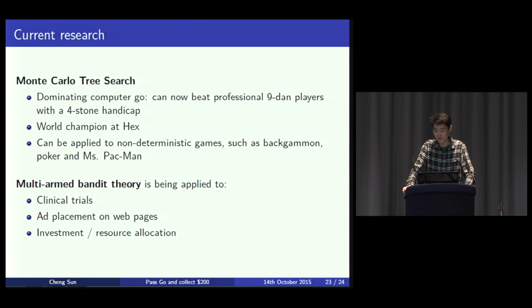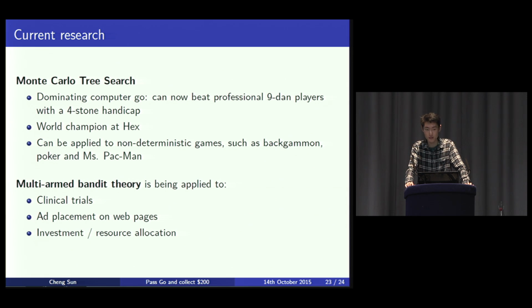We have successfully applied Monte Carlo Tree Search to Hex, which is another game where you try to join up 2 sides of a hexagon, I believe. And Monte Carlo Tree Search is now world champion at that. There's also been experiments applying it to non-deterministic games, like backgammon, poker, and even real-time games. Apparently someone made one which beat Ms. Pac-Man, so there's that. Multi-armed bandit theory is also very interesting because as a mathematical model, it's very flexible.